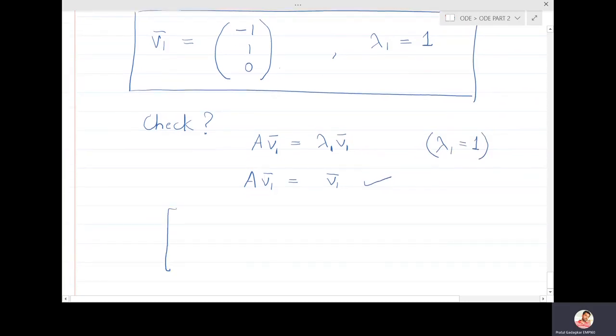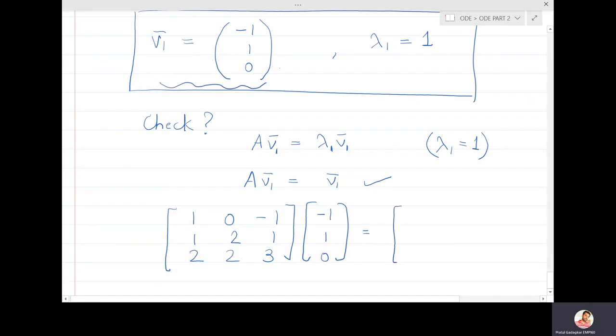So what is A? A is the matrix 1, 0, minus 1, 1, 2, 1, 2, 2, 3, and multiply it with V1 bar, which is minus 1, 1, 0. Now simplify this. This will be very easy. The first line will be minus 1 plus 0 plus 0. The second line will be 1, 2, 1 multiplied by minus 1, 1, 0, so you get minus 1 plus 2 plus 0. The last line is 2, 2, 3 multiplied by minus 1, 1, 0: 2 into minus 1 is minus 2, 2 into 1 is plus 2, 3 into 0 is 0.